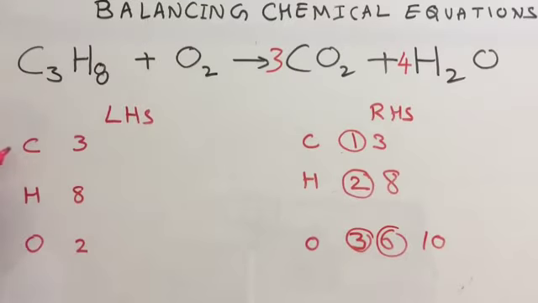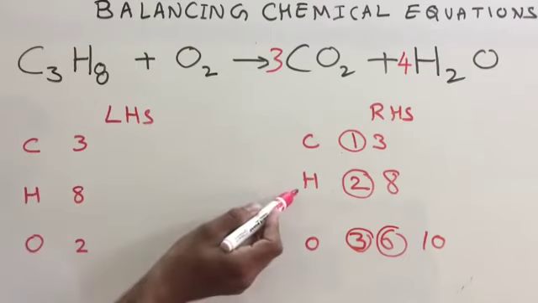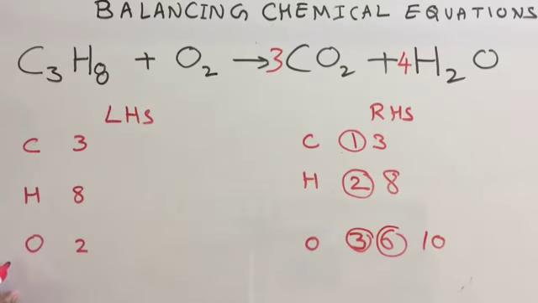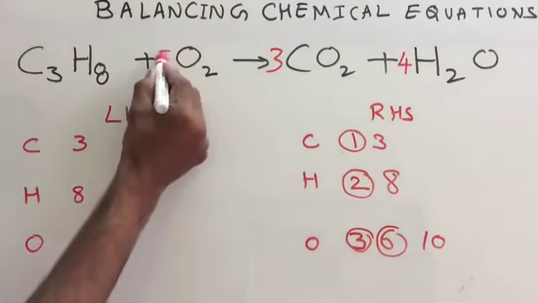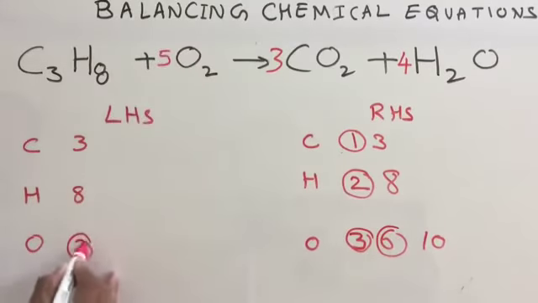Carbon you have 3 on LHS, 3 on RHS, balanced. Hydrogen you have 8 on LHS, 8 on RHS, balanced. But oxygen you have 2 on LHS, 10 on RHS. So simply multiply with 5, 5 2s are 10. Thus you check here 3, 8, 10, 3, 8, 10. So your equation is balanced.